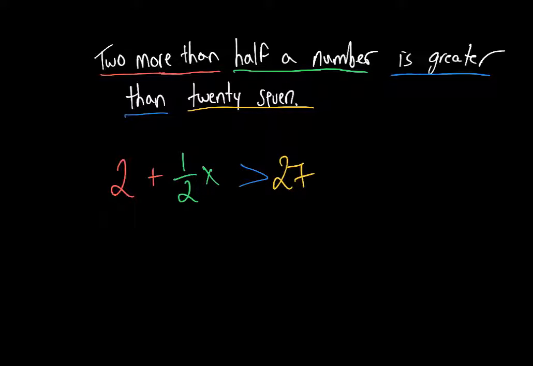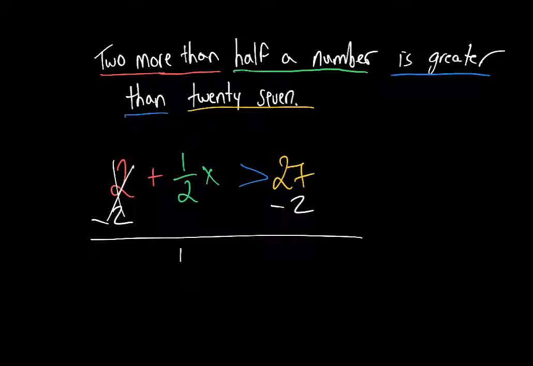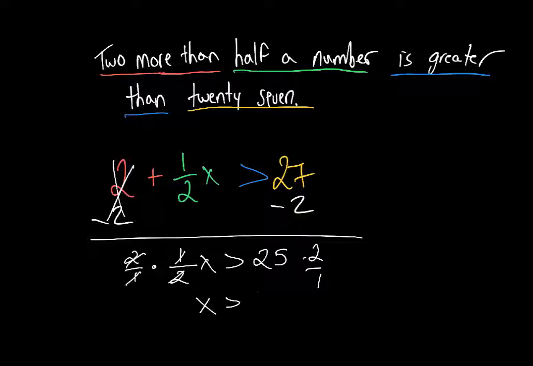Okay, here's our inequality. Now all we have to do is solve for x. So we're going to subtract by 2, subtract by 2. 1/2 x is greater than 27 minus 2 is 25. Now what I have to do is multiply by the reciprocal. Remember, we have a fraction, so we're going to multiply by 2. I don't need to flip it because it wasn't negative. 25 times 2 is 50.